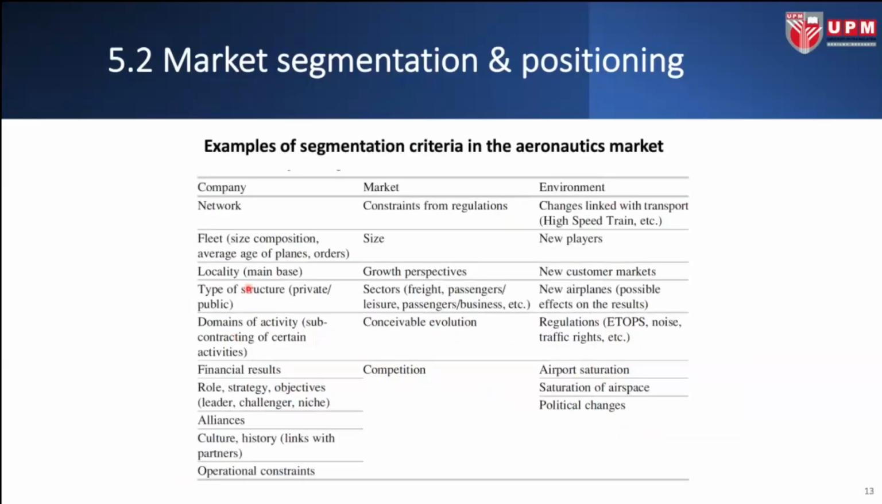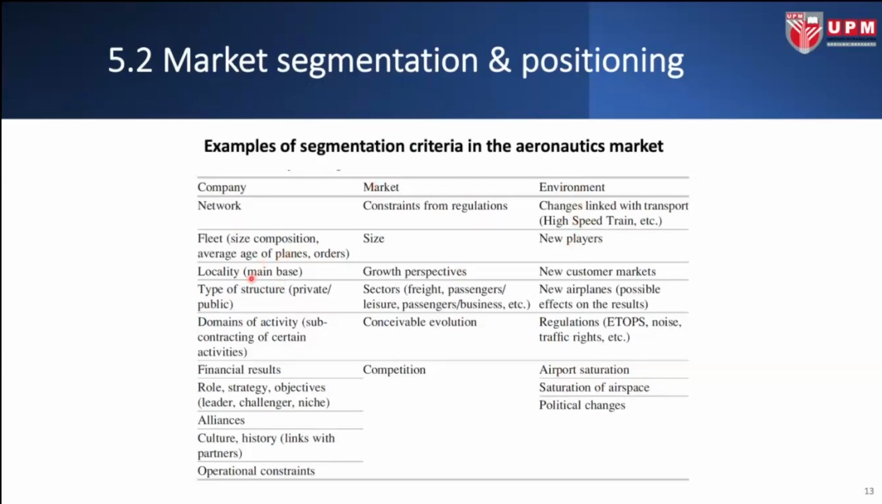All right. Examples of segmentation criteria in the aeronautics market. If we look here, this table shows, for example, a company having a network and the market constraints from regulation in terms of environment, changes linked with transport, high-speed train, etc. We can also have fleet, the size of composition, average age of planes ordered. So market will show the size. And then in terms of environment, we can see new players coming in.